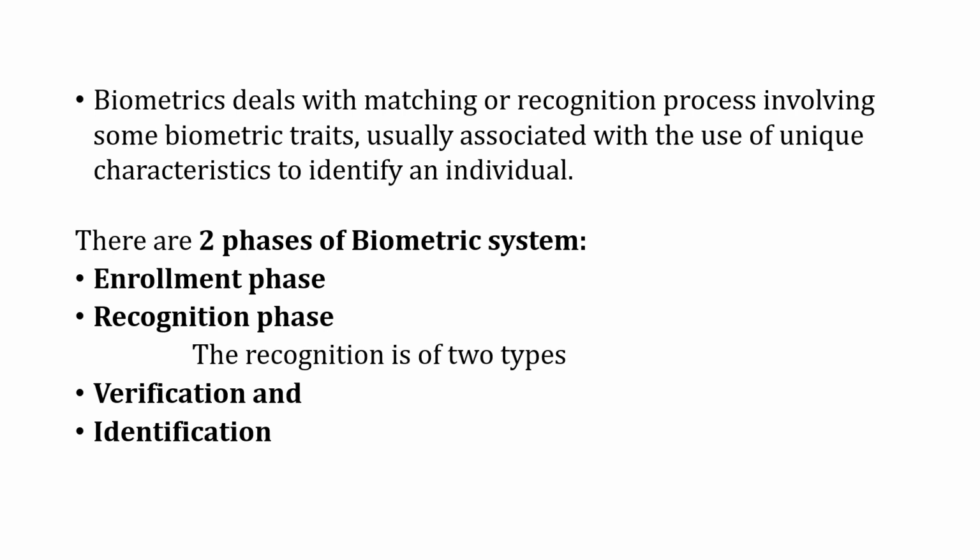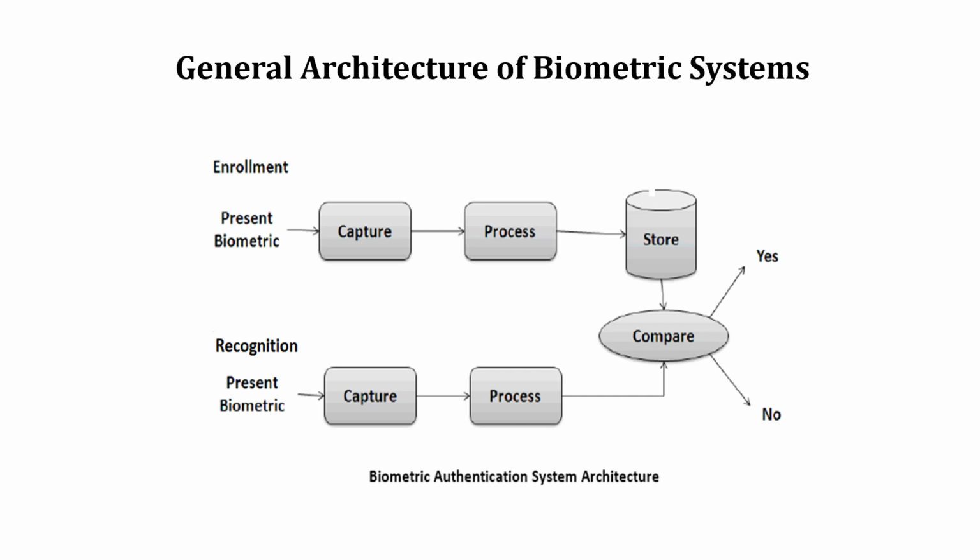Every biometric system deals with a matching or recognizing process involving some biometric traits, usually associated with the use of unique characteristics to identify an individual. So we have two phases, the enrollment phase and the recognition phase, and under the recognition phase we have verification and identification. This is the general architecture of biometric systems.